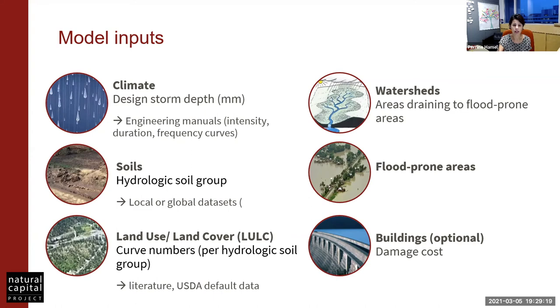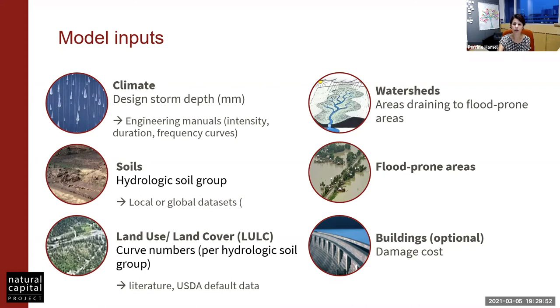And these curve numbers are actually per hydrologic soil group. So there's one for soil group A and one for soil group B, C, and D. Same thing, literature, because this model is quite widely used. There's often some existing studies using these data, or the US Department of Agriculture has also some default data that one can use.